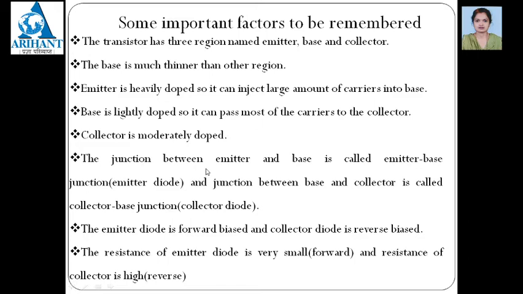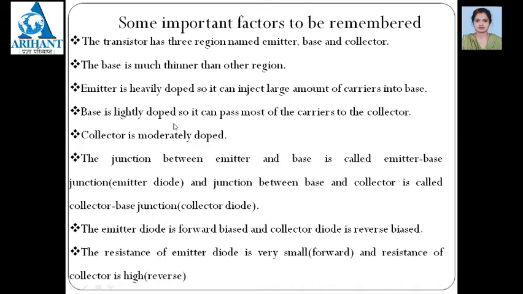After seeing this, we will once again remind the main important factors of this BJT. That transistor has three regions named emitter, base and collector. The base is much thinner than other regions. Emitter is heavily doped, so it can eject a large amount of carriers into the base. Base is lightly doped, so it can pass most of the carriers to the collector. This is the main reason why base is lightly doped.